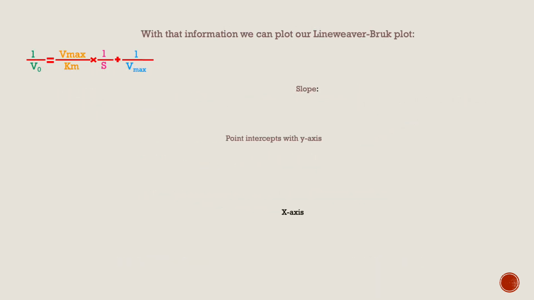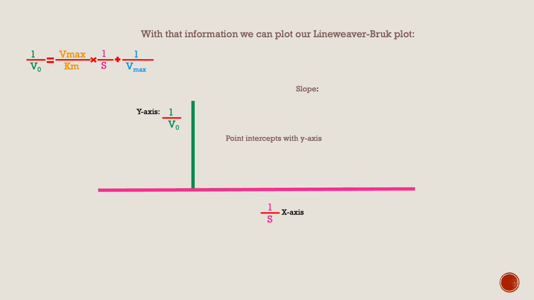I understand this could be quite a difficult concept to visualize, so let's put it in a graph. The 1 over V initial value will be the y-axis. The 1 over S values will be our x-axis. This is because we're comparing the velocity with the concentration of substrate. We can then plot the slope, which will be Km over Vmax.